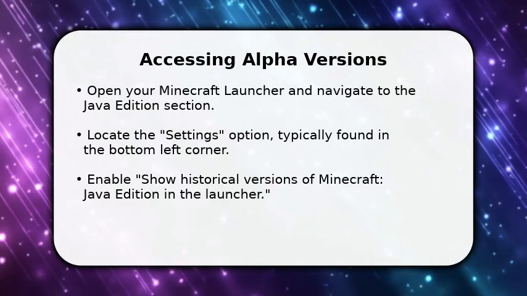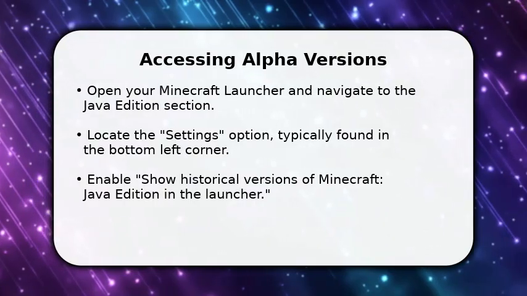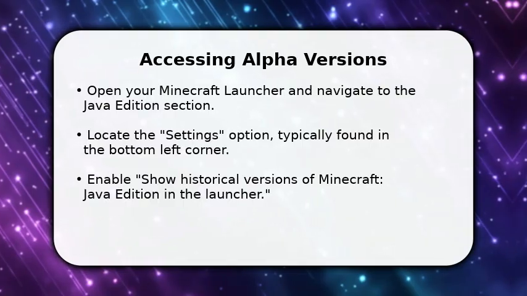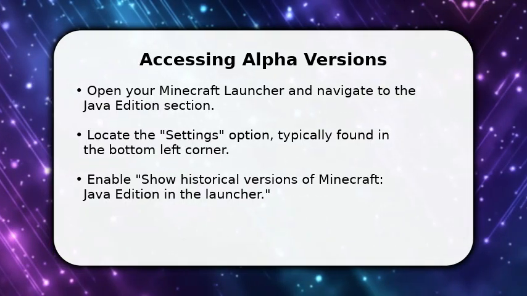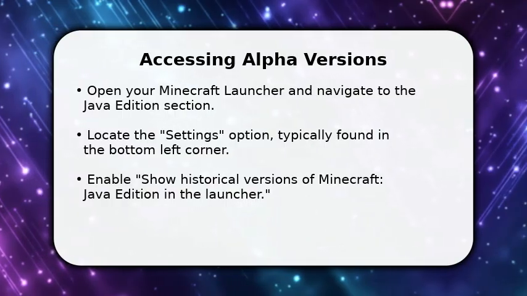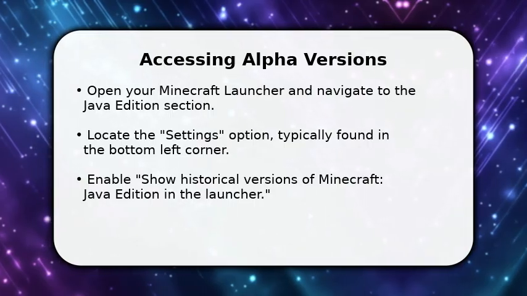In this video, I will show how to get the alpha version of Minecraft. First, launch your Minecraft application and ensure you are on the Java Edition tab. Then, find the Settings button, usually located in the lower left of the window. Click on it and scroll down to the Minecraft Java Edition settings.